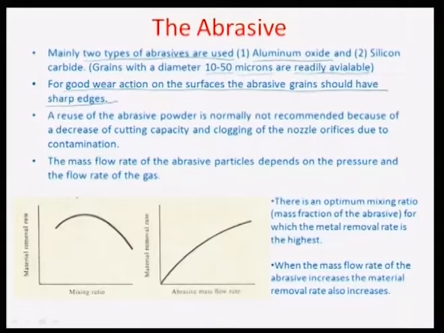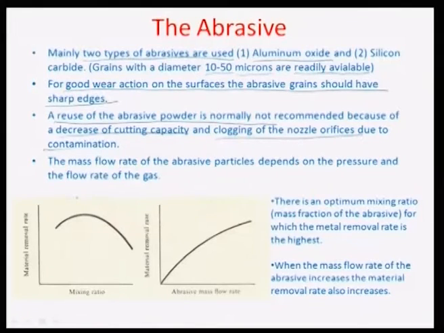Okay. And so, when you are using that material, the grains may not be able to impinge onto the surface, and the ploughing action would be lost. Sometimes the sharpness of the grain could be lost. So, therefore, reuse is normally not recommended, because there would be a decrease of the cutting capacity, and sometimes the issue of clogging of the nozzle is also very important.